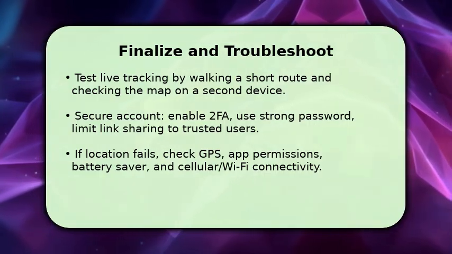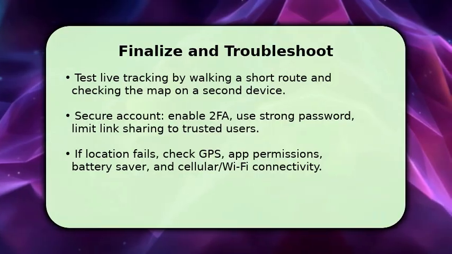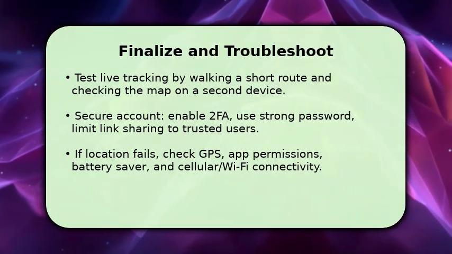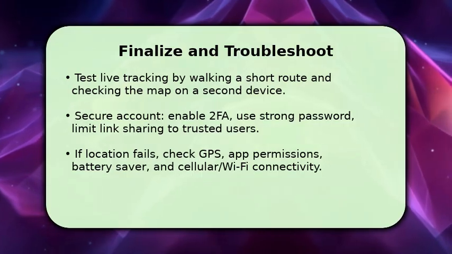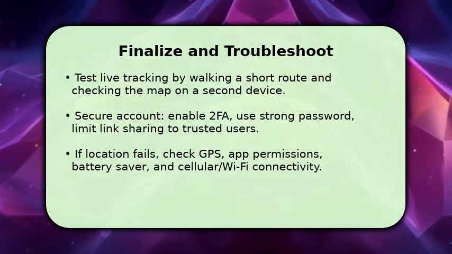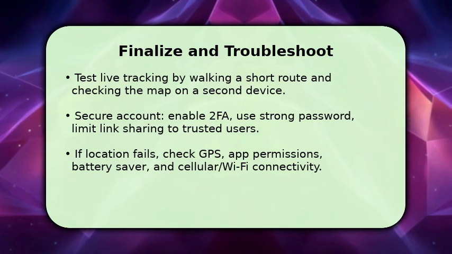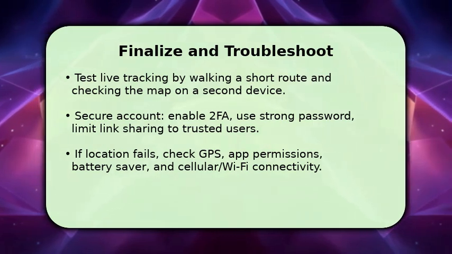If something goes wrong, the most common fix is to re-enable location services and background refresh, reboot the phone, and confirm cellular or Wi-Fi connectivity. That usually restores updates.